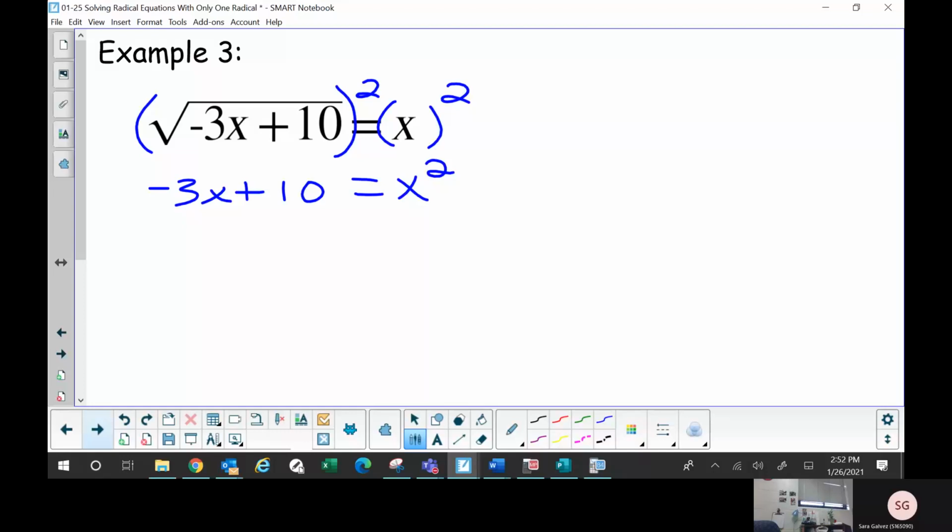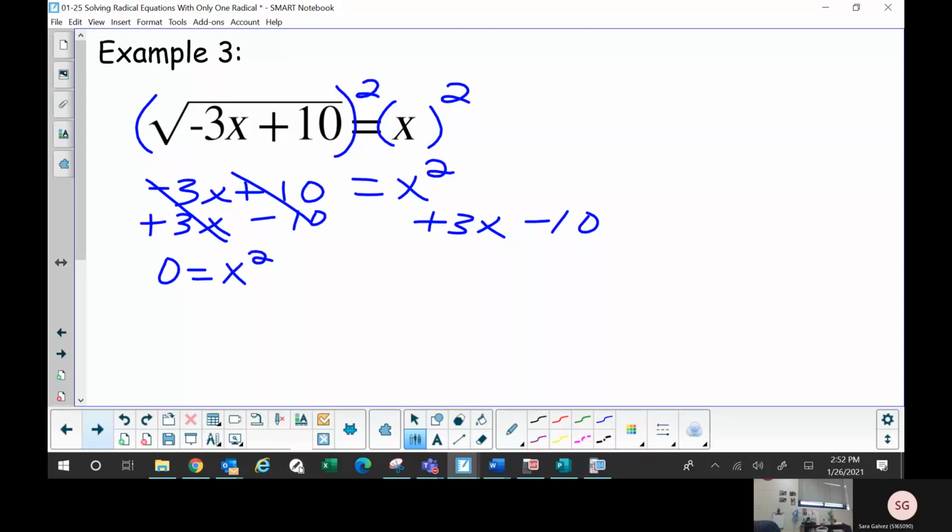Okay, so to keep the x squared positive, I'm going to move the -3x to the right, and I'm going to move the 10 to the right, so I can set up my quadratic. Okay, so we're going to have plus 3x and minus 10. Okay, so that's going to cancel out over here. We're going to have 0 on the left equals x squared plus 3x minus 10.